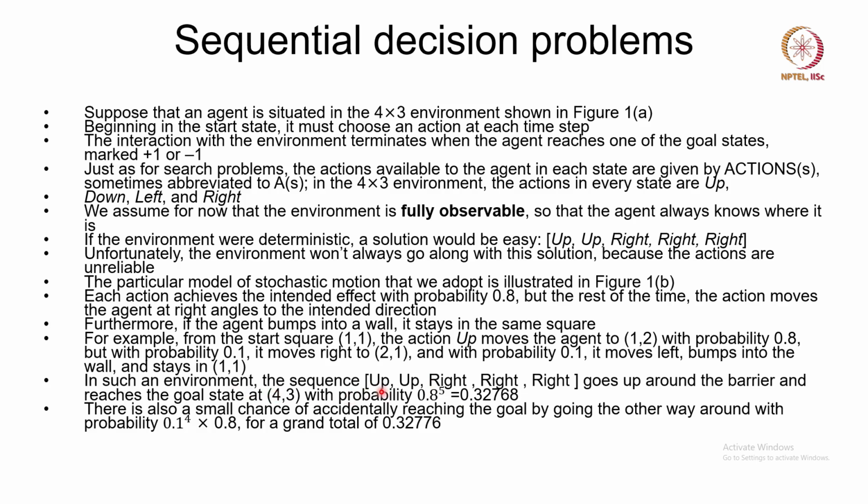Suppose you use the sequence up, up, right, right, right. So what is the probability of doing this? 0.8 to the power of 5. It has a probability of 0.32. There is also a small chance of accidentally reaching the goal by going the other way around. So that will be 0.1 to the power of 4 times 0.8, because finally it needs to reach that, which has a probability of 0.32, right.